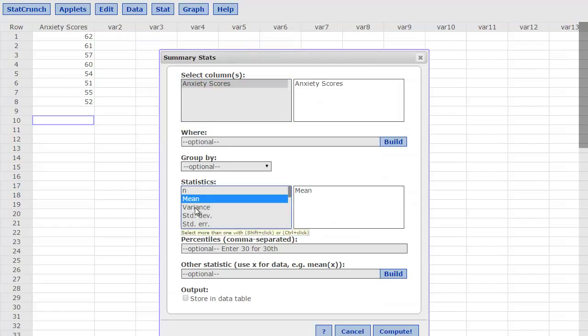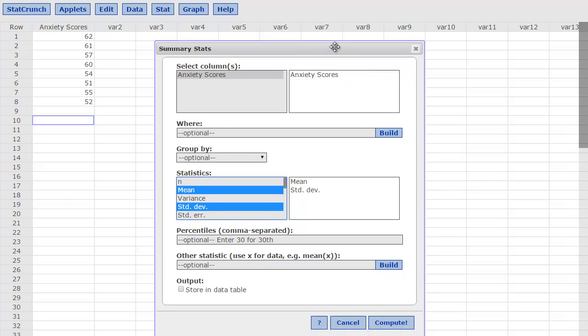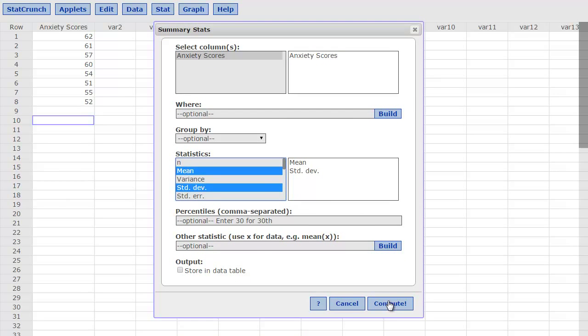And what I want is the mean and the standard deviation. And you'll notice it says to do the shift-click thing. And so I'm going to do that for the standard deviation. Okay, and so now I'm going to go ahead and click Compute, which I'm hoping you can still see on the screen.